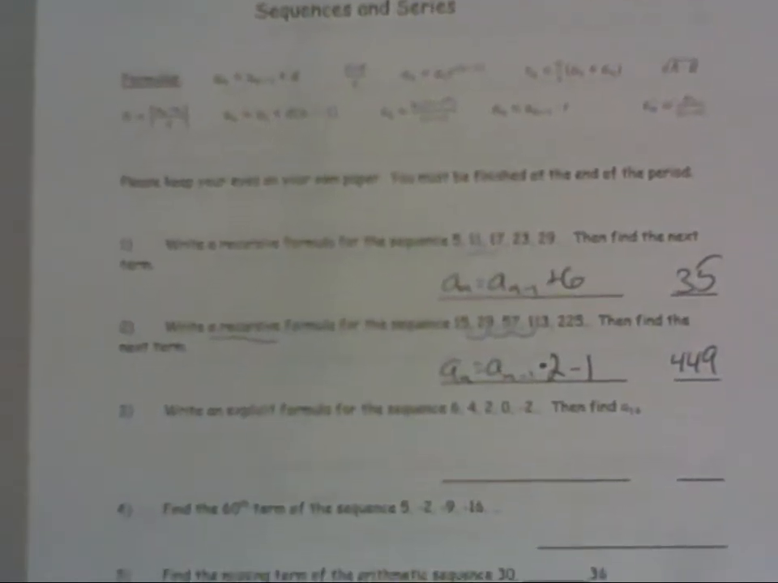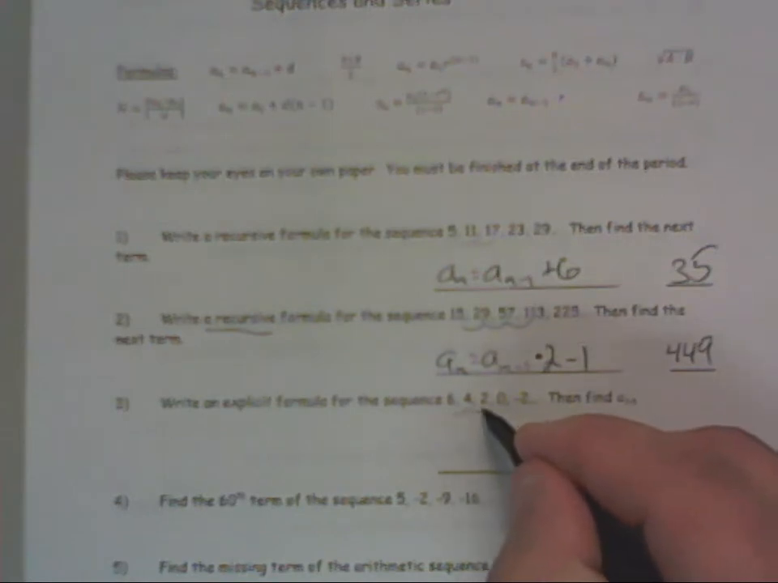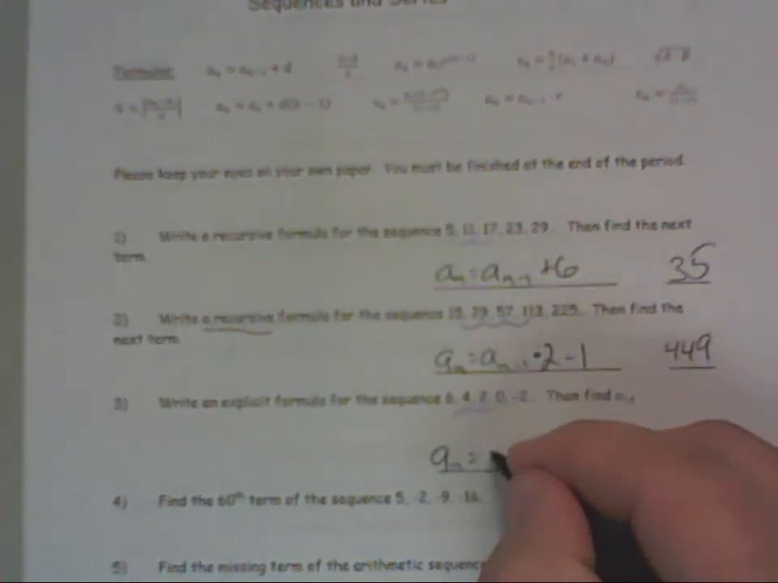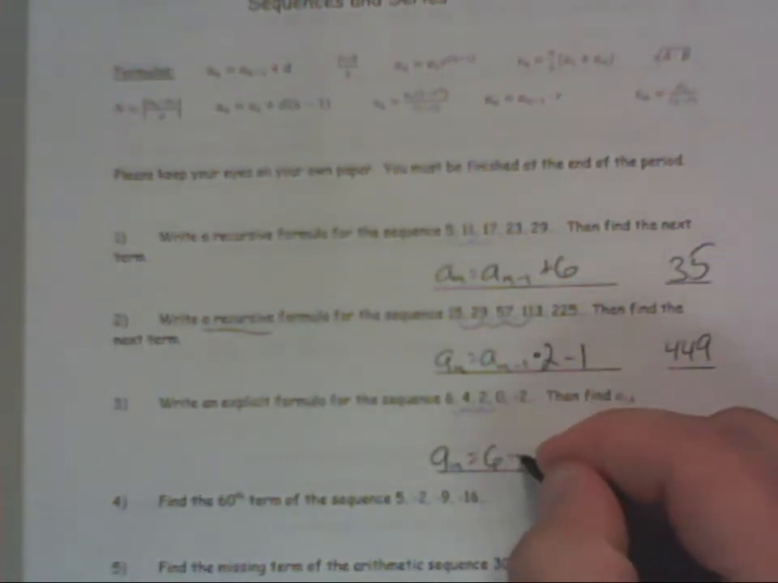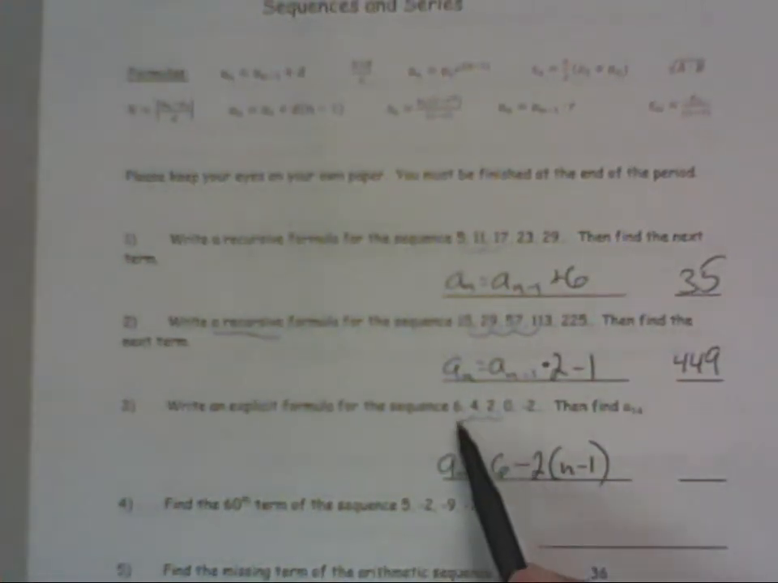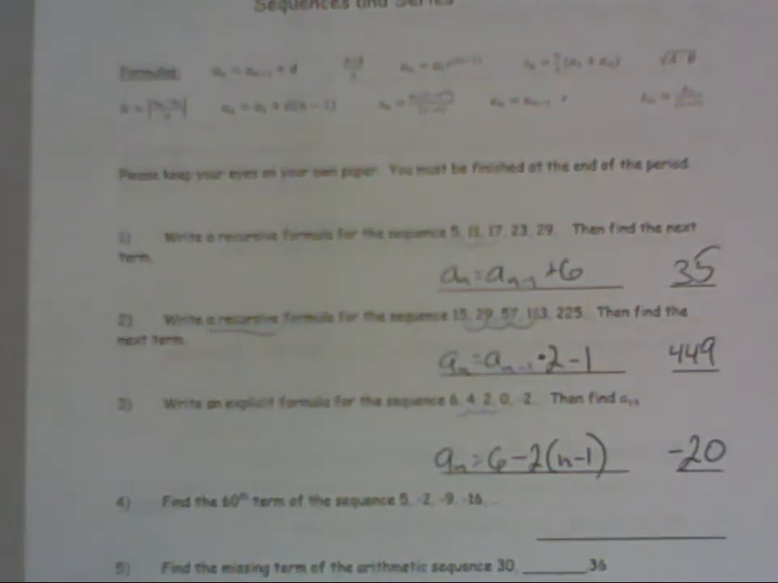If we move on to number 3, write an explicit formula for this sequence. Looks like we subtract 2 each time, or we could say we add a negative 2. So with this one, an explicit formula, we start with the first term, which is 6. We're going to subtract 2, n minus 1 number of times. You could start with 8 and then subtract 2 n number of times, and that would also work. But then to find the 14th term, I'm going to plug 14 in for n. 14 minus 1 is 13. And then 2 times 13 is 26, and 6 minus 26 is negative 20. So the 14th term is negative 20.